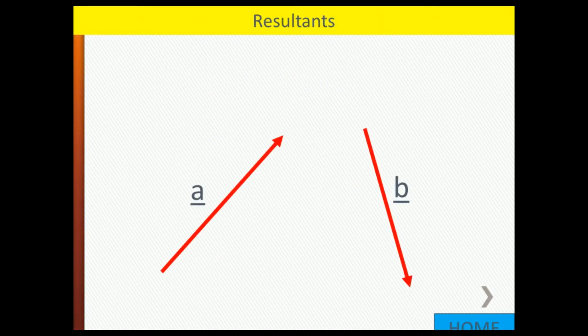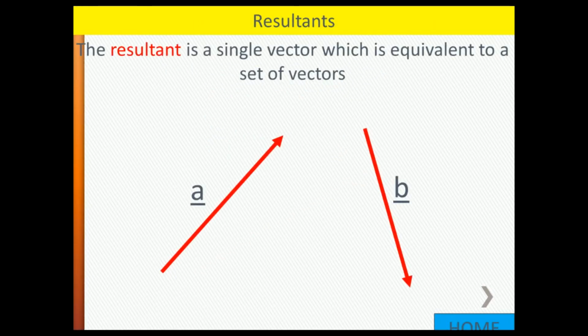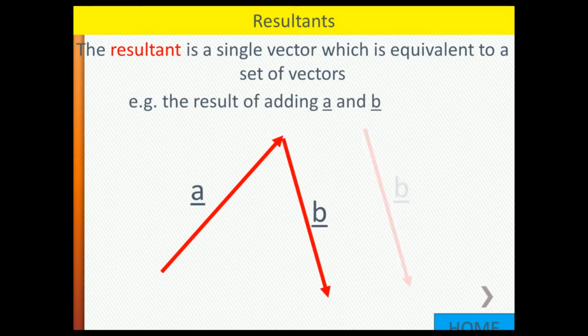So resultants are a single vector which is equivalent to other vectors. You're probably thinking, what are you talking about? So consider we have this vector A going in that direction, and this vector B in that direction. The result of adding A and B together, like so, would be a new vector, a single vector.